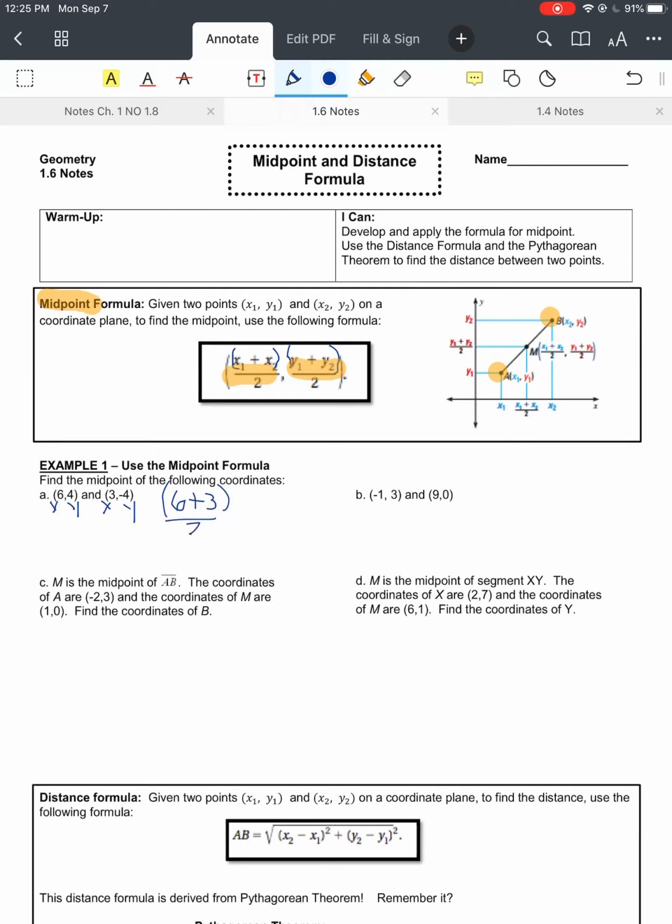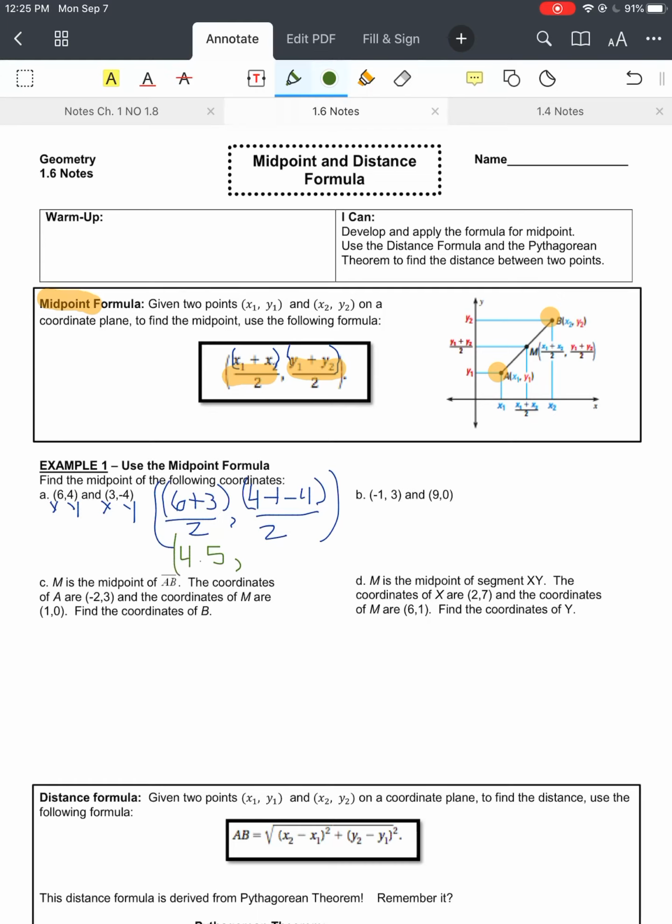Again, I like to add the parentheses, divided by 2, comma, and then add your y's together: 4 plus negative 4. Again, I like putting my parentheses, divided by 2. And these are coordinate points, so we're just going to put parentheses around the whole thing. So using a calculator, there's a few ways you could put this in. You could do 6 plus 3 and press enter, and that's 9, and divide by 2, and that'll give you your answer of 4.5. Or again, you could put it all in at once, you just need to make sure to add the parentheses.